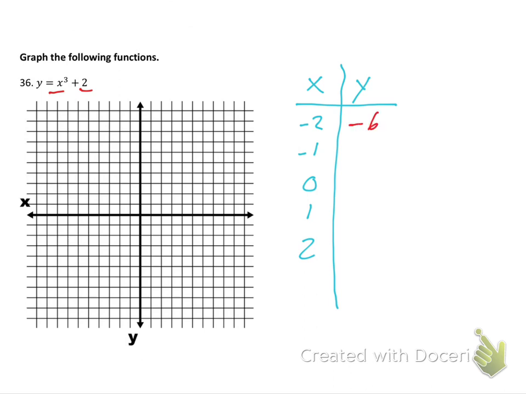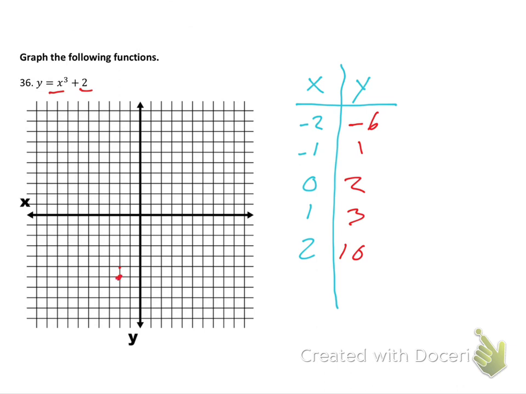-1 times -1 is 1, times -1 is -1, plus 2 is 1. This one, 0 to the third power is 0, plus 2 would be 2. 1 to the third power plus 2 would be 3. And then 2 times 2 is 4, times 2 is 8, so that'd be 10. So I have my points there. It's just -2, -6. That's my point right there.